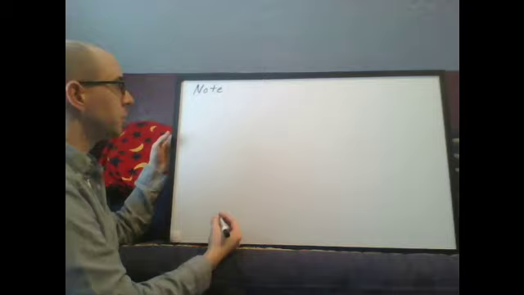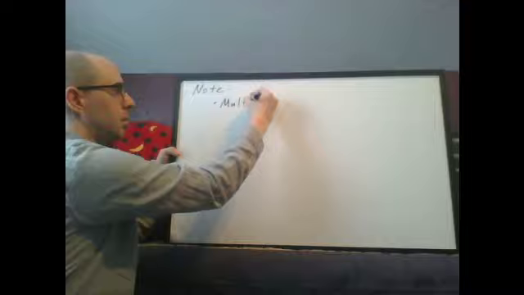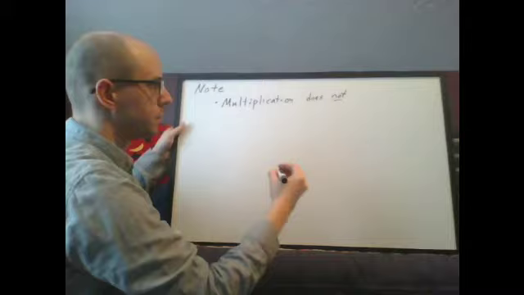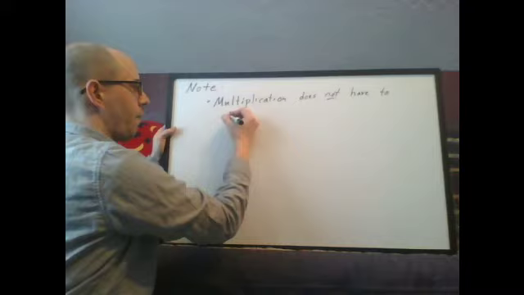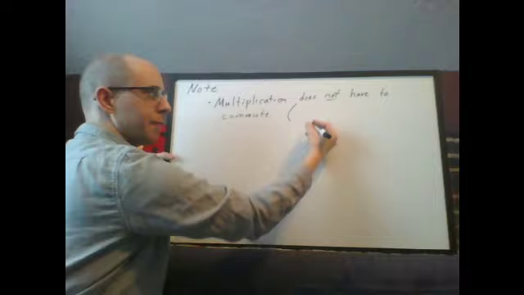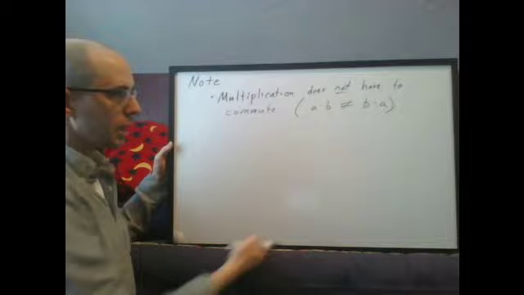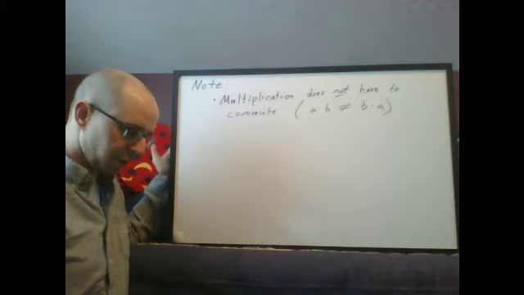So a couple notes. In a ring, multiplication does not have to be commutative. So multiplication does not have to commute means A times B is not necessarily the same thing as B times A for some A and B, for certain A's and B's. It might be true for specific A's and B's, but if it doesn't hold overall, then multiplication cannot be treated as commutative.